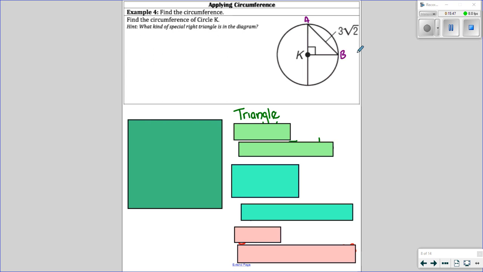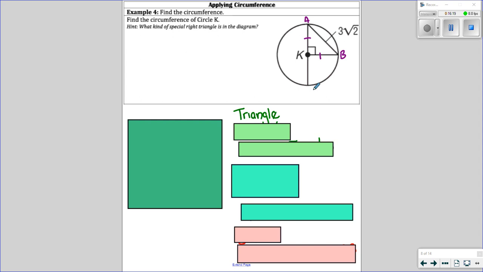So we have KB and KA. What are they in the circle? They're radii. They're the radius. And what we know about radii in a circle is they're all the same length. So that means that KA and KB are going to be congruent. Whatever value you have for KA is going to be the same for KB. Now, because we know that, what type of triangle has two congruent sides?